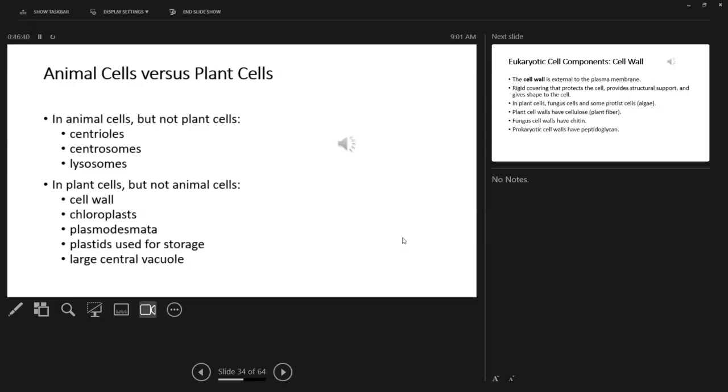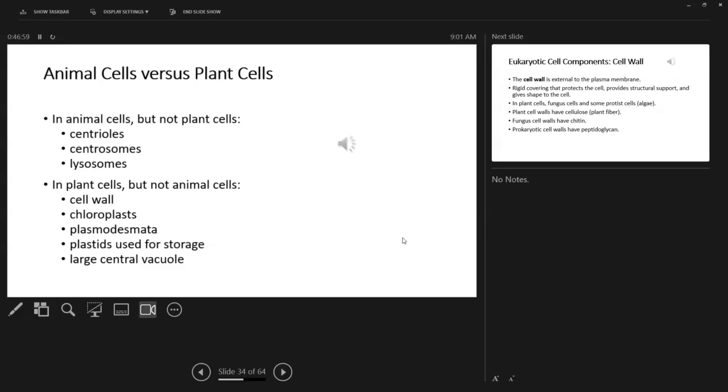These centrioles and centrosomes, we didn't mention those. These are part of the cytoskeleton, and they only function when a cell is dividing. And so we'll mention them when we learn about cell division, mitosis and meiosis type cell division.